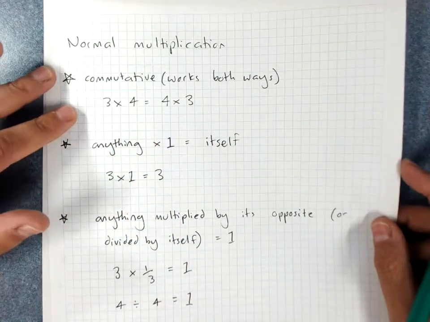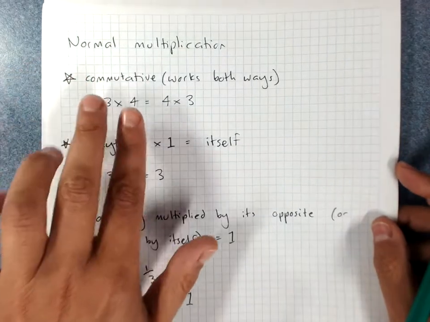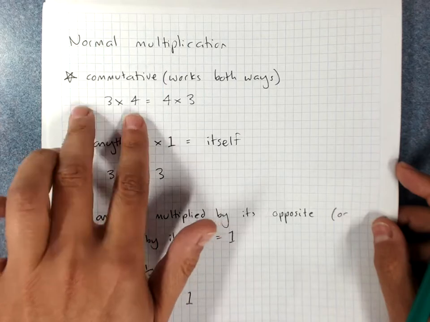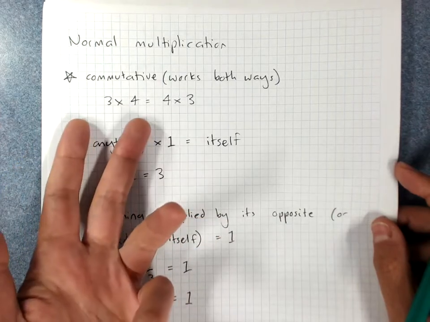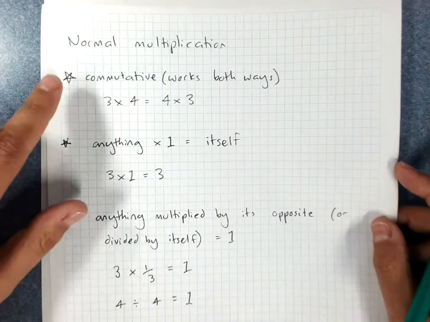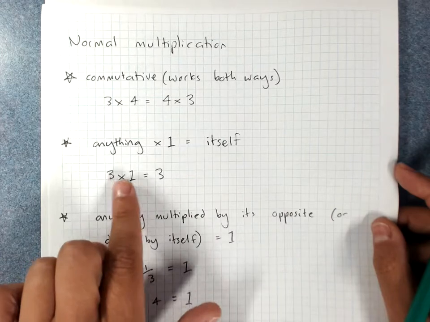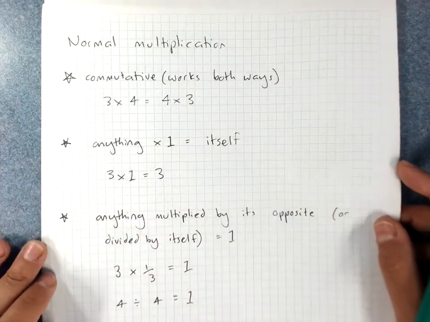We already know that matrix multiplication is not necessarily commutative, that you can't necessarily do matrix A times B and also do matrix B times A, and you won't get the same answer even if you can. We also know in maths that anything times 1 equals itself. 3 times 1 is 3. I know I'm being really basic here.